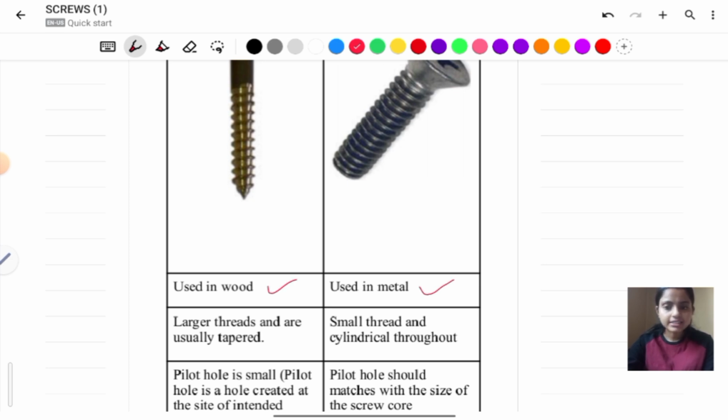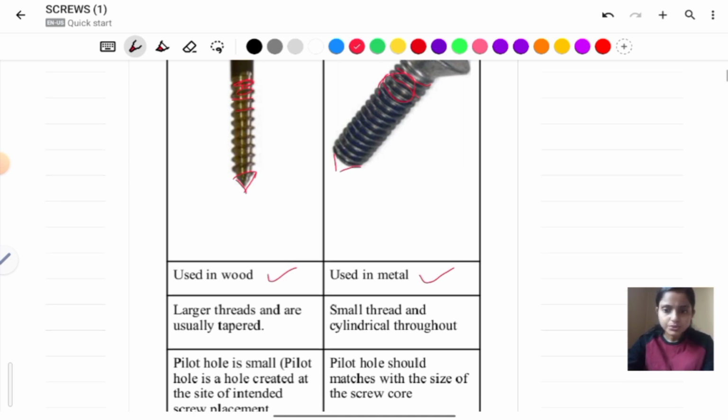The wooden screw has larger threads and is usually tapered. But the machine screw has a small thread, and it is cylindrical throughout. It is not tapered like the wooden screw.